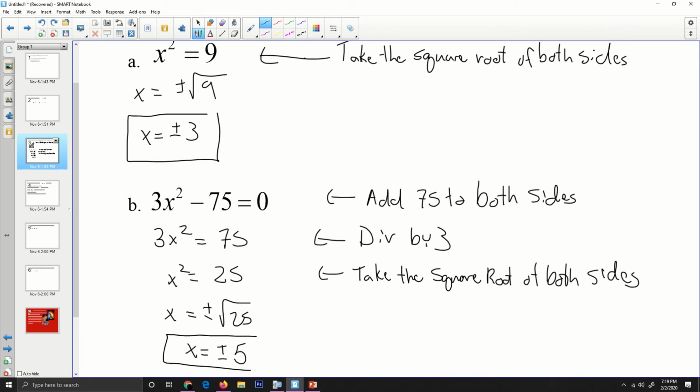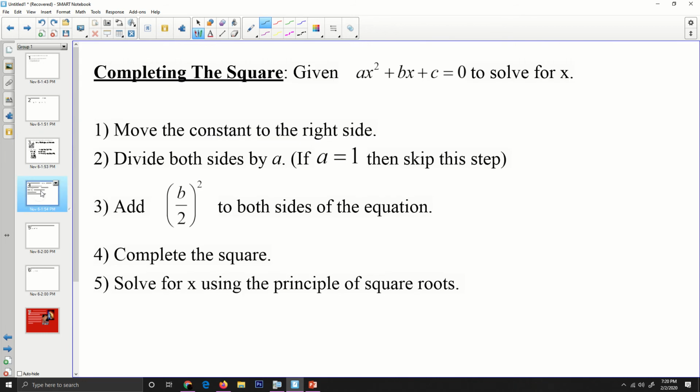And again, the thing that costs most of my students points is they forget, whenever you take the square root of both sides, to add that plus or minus in there.